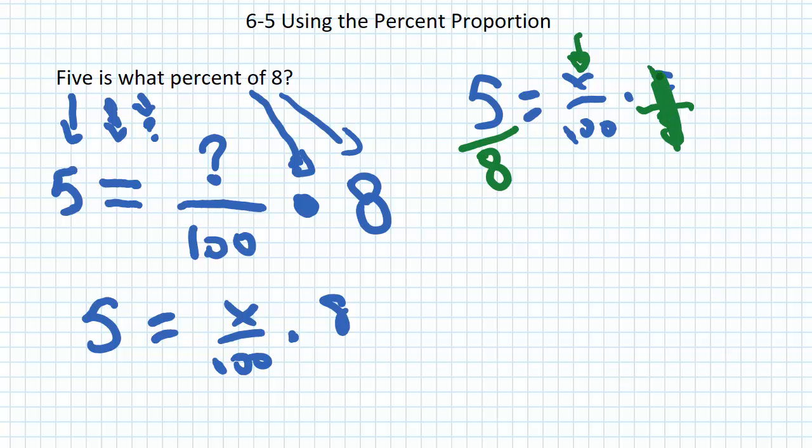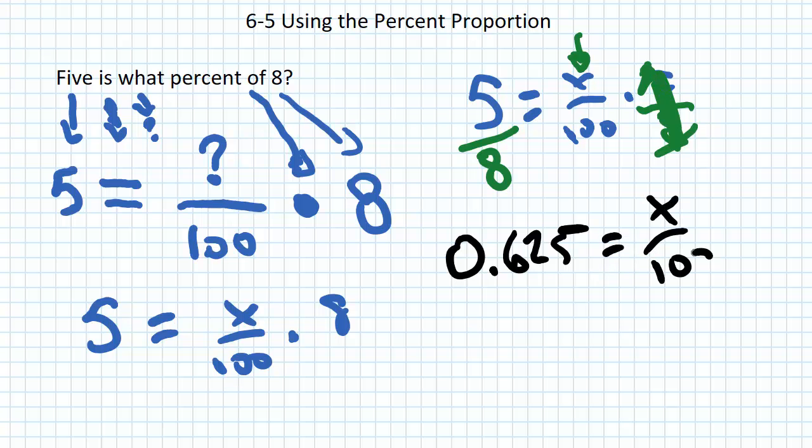8 over 8 equals 1. So that makes it look like it goes away over here. And I do this division. 5 divided by 8 is 0.625 equals x over 100. Now I got rid of multiplication, and I'm dividing by 100.